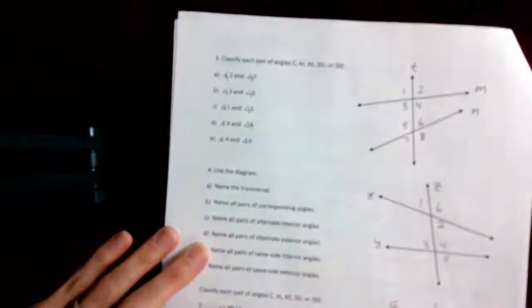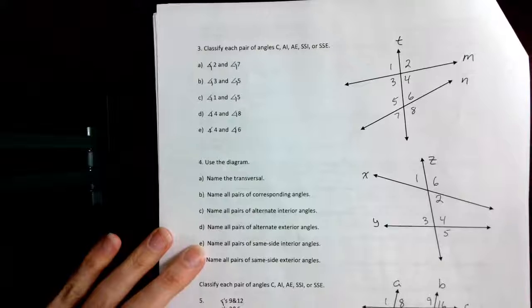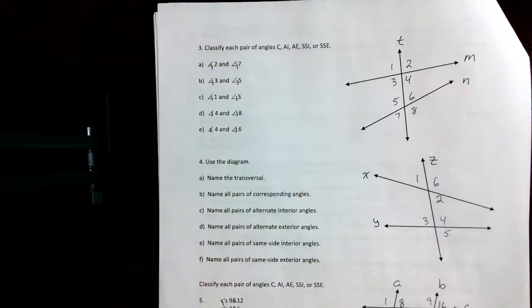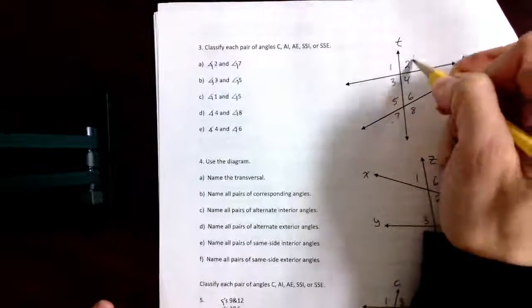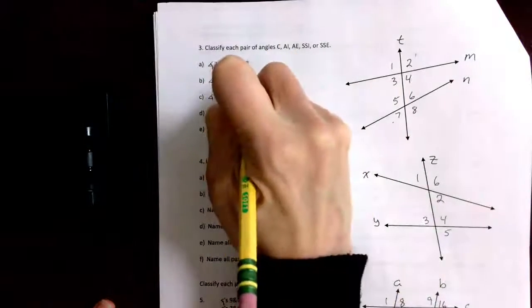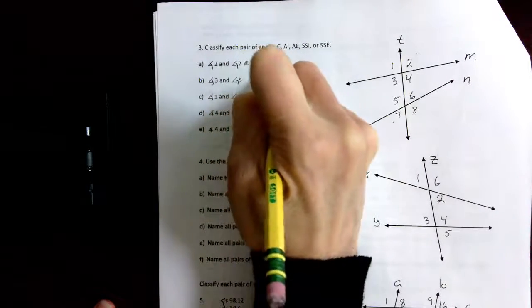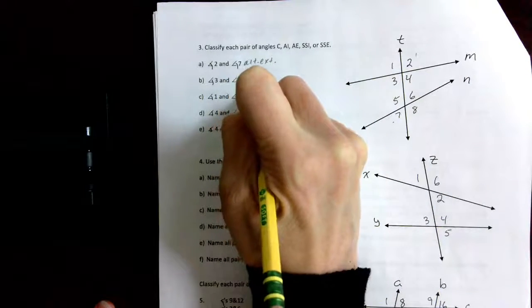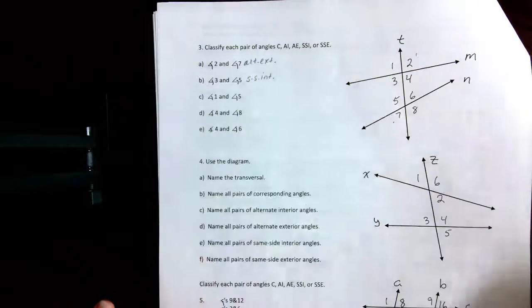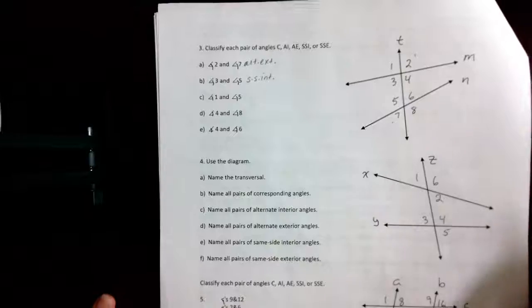All right, these are just practice here. So it says, classify each pair of angles as corresponding, alternate interior, alternate exterior, same side interior, same side exterior. Okay, so here I'm going to get angle 2 and angle 7. They cross the transversal. They're on the outside. I call them alternate exterior. Angle 3 and angle 5, these should be same side interior. Maybe pause your video and see if you can fill these in and then check them.